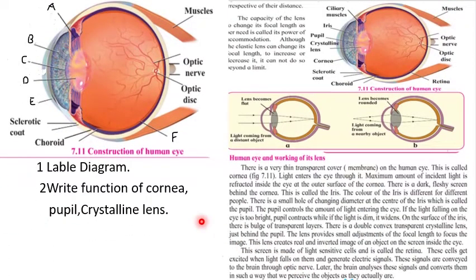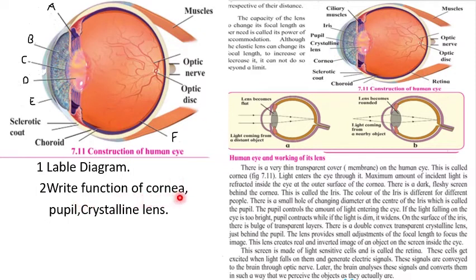Friends, this diagram based question is too important as it already came in the paper of 2020. In the paper of 2020, students had to draw and label the human eye. Here, A. A is ciliary muscle. B. B is iris. C. C is pupil. D. D is crystalline lens. E. E is cornea. And F. F is retina.